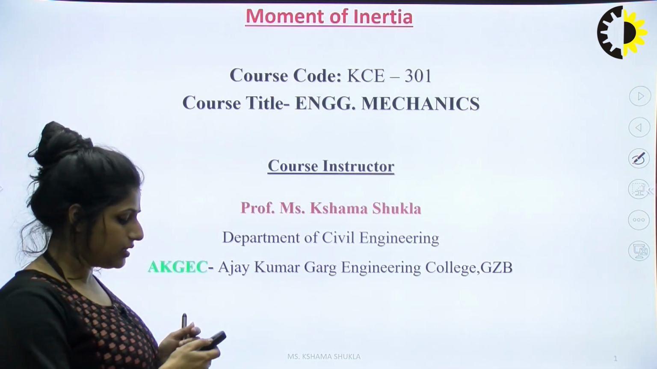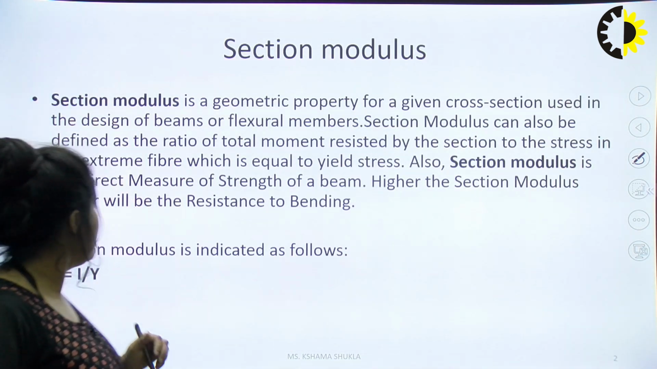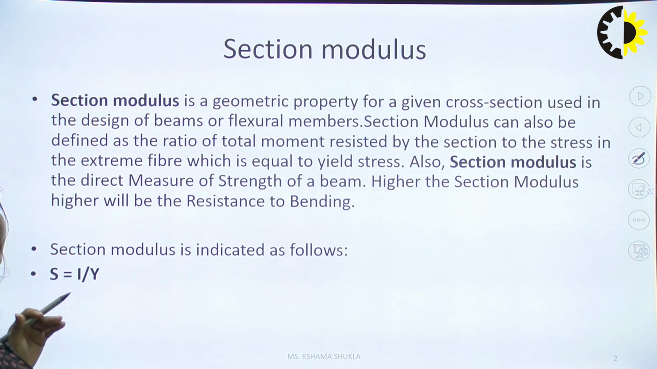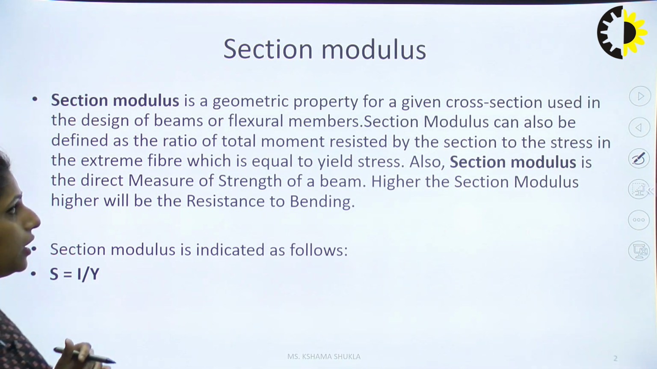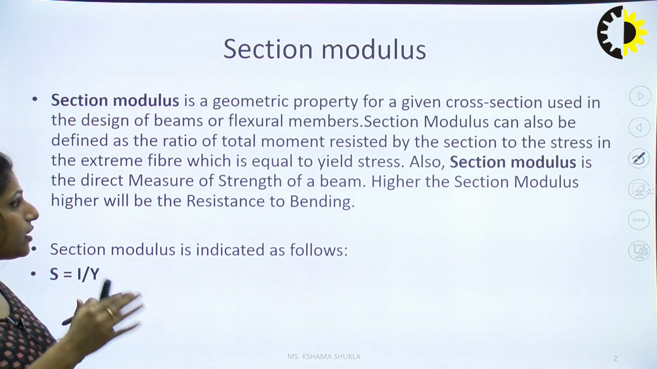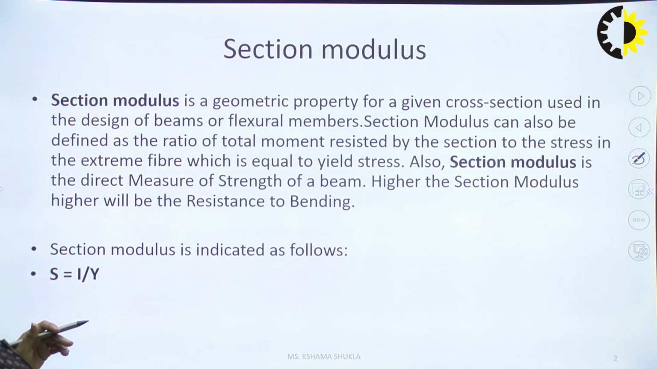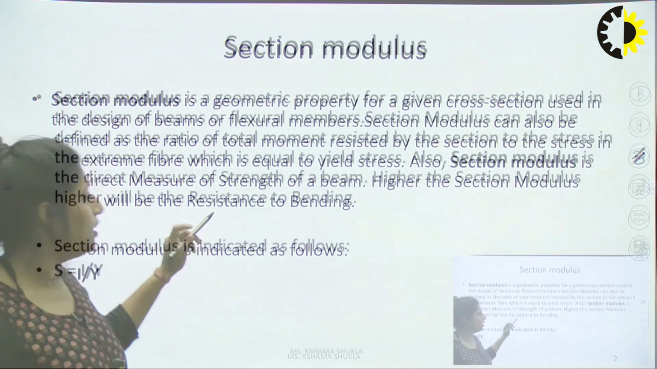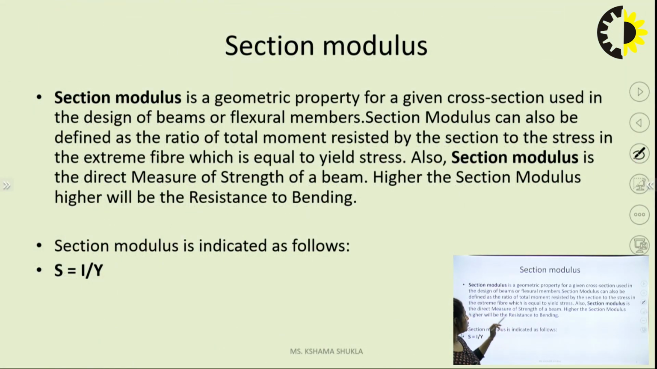Section modulus is a geometrical property for a given cross section used in the design of beams or flexural members. Section modulus can also be defined as the ratio of the moment resisted by the section to the stress in the extreme fiber, which is equal to the yield stress. Section modulus is the direct measure of strength of the beam. Remember this line. Higher the section modulus, higher will be the resistance against bending.